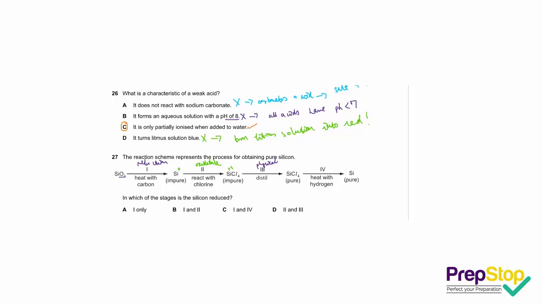Stage 4 says heating with hydrogen. Again we see that the silicon chloride is reduced to silicon metal, thus this is an example of reduction as well. So the correct answer for this will be option C, because only in stage 1 and stage 4 is the silicon reduced.